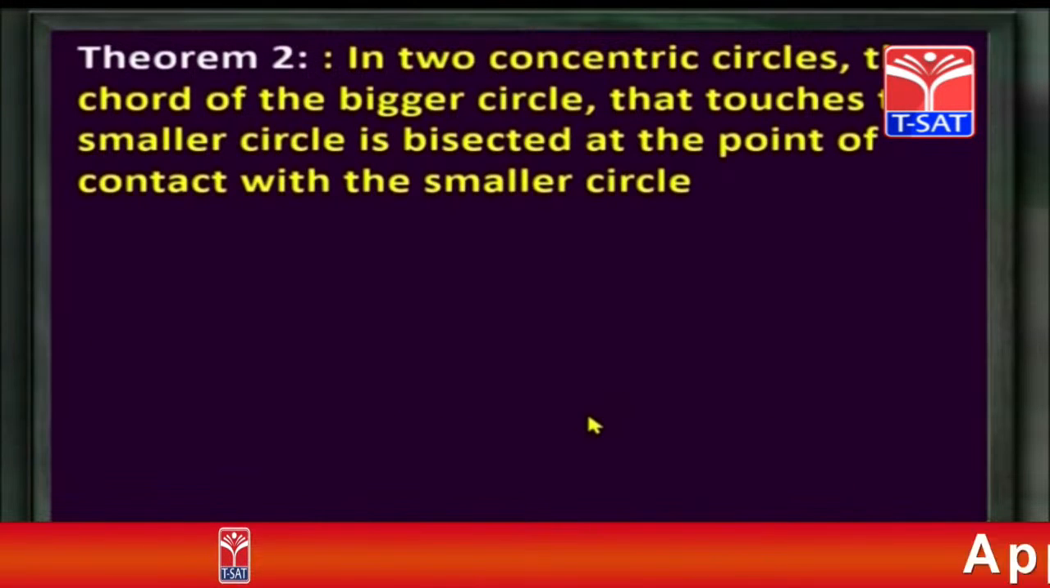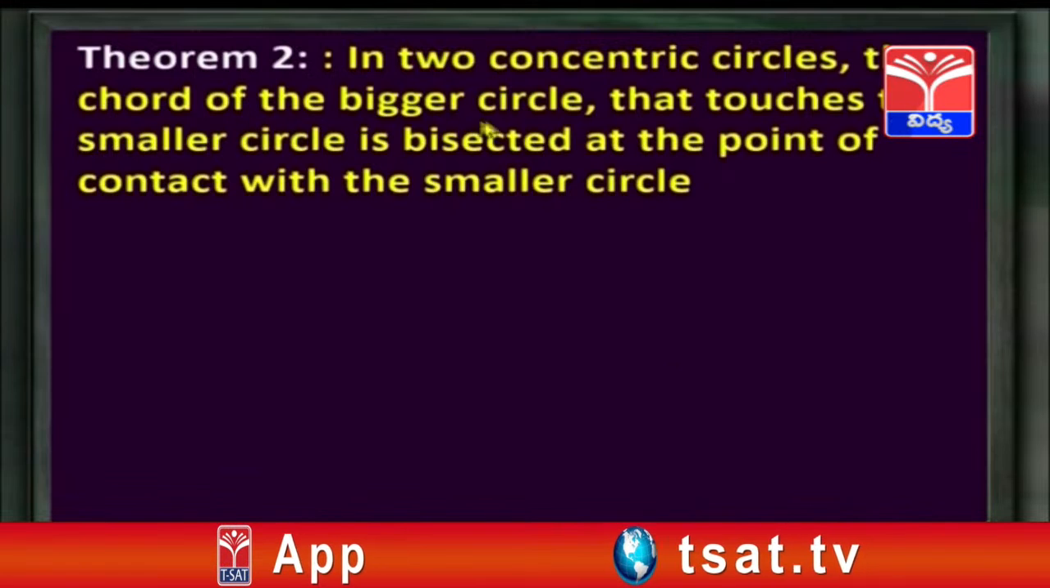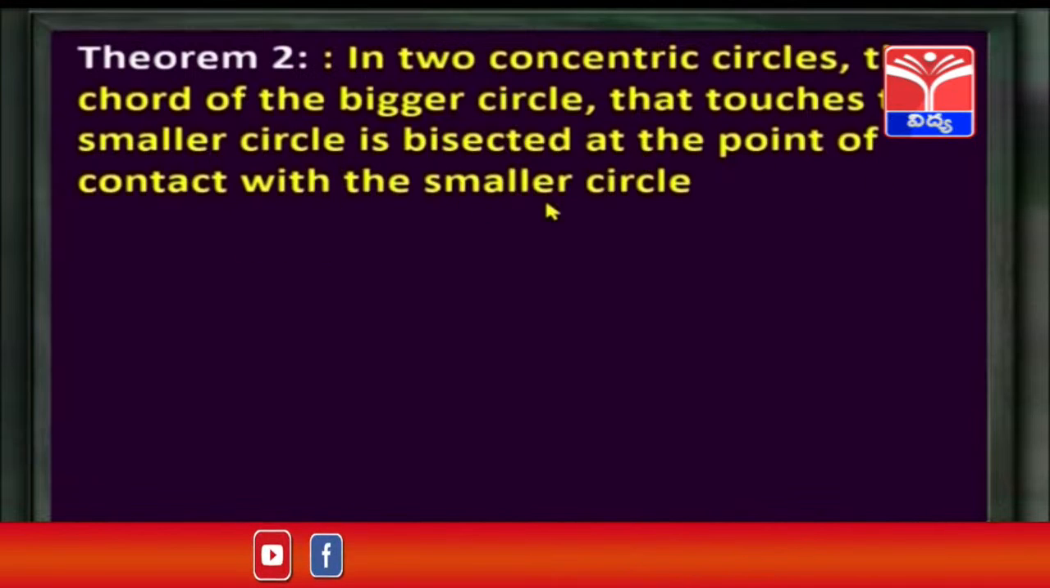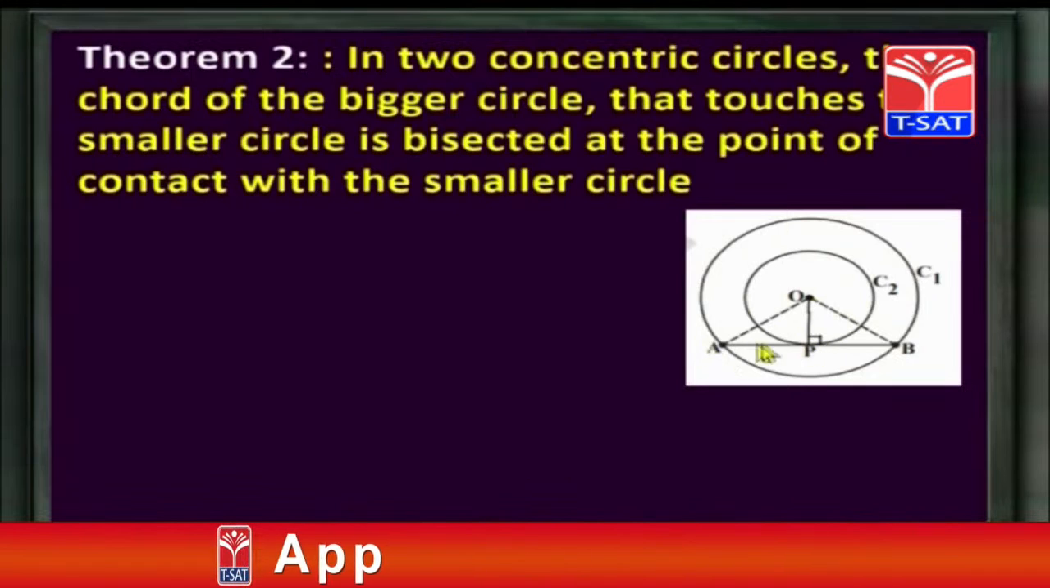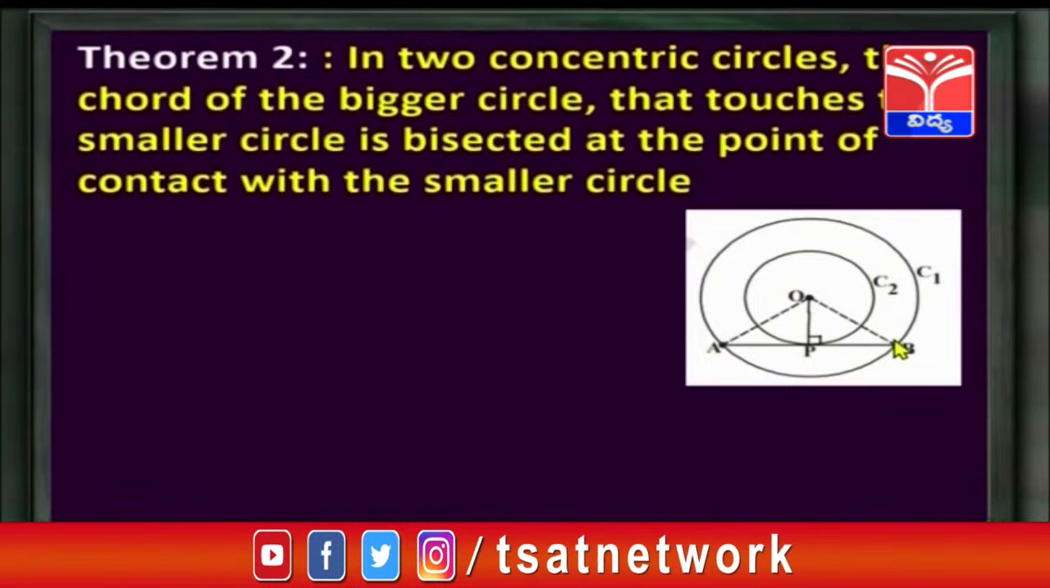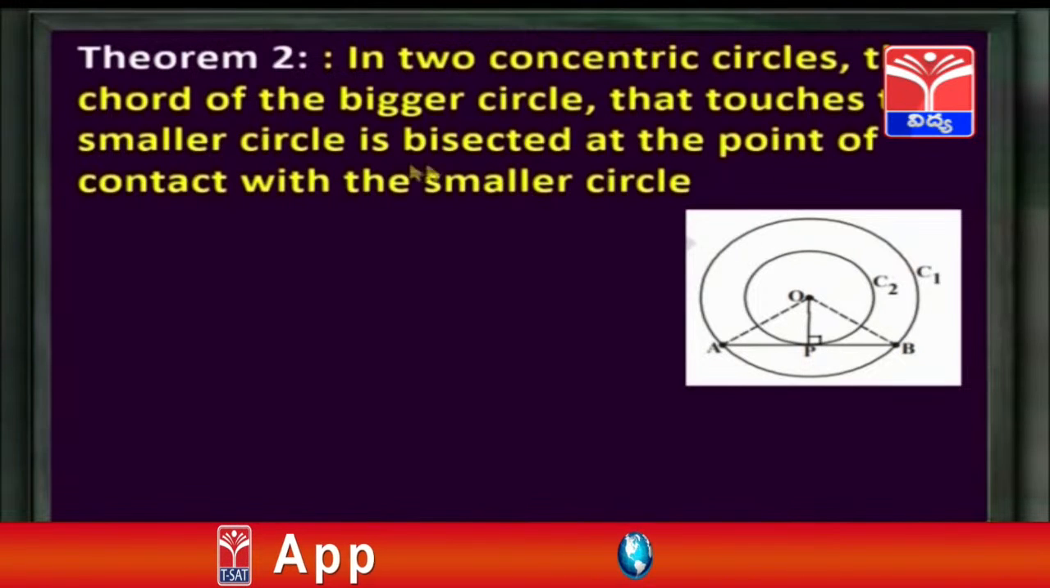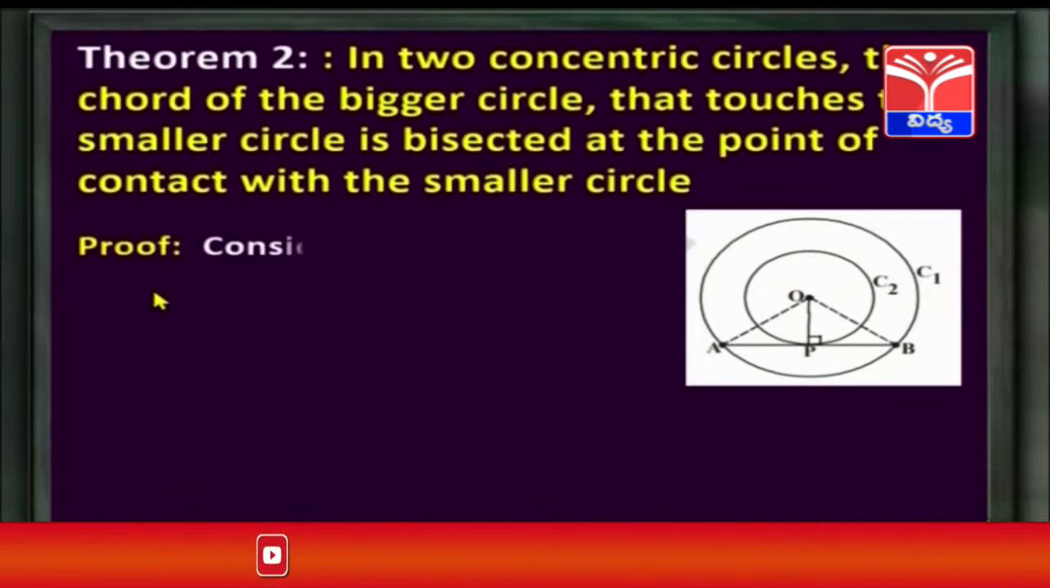Next theorem. In two concentric circles, the chord of the bigger circle that touches the smaller circle is bisected at the point of contact with the smaller circle. If you observe the figure here, there is one bigger circle and one smaller circle. This line AB is a chord of the bigger circle and a tangent to the smaller circle. Now, we need to show that AP is equal to PB. So, in two concentric circles, the chord of the bigger circle that touches the smaller circle is bisected at the point of contact with the smaller circle. Let us see the proof of this.